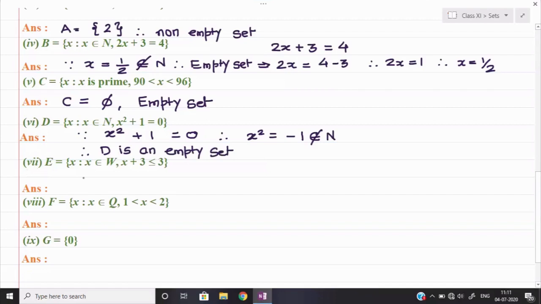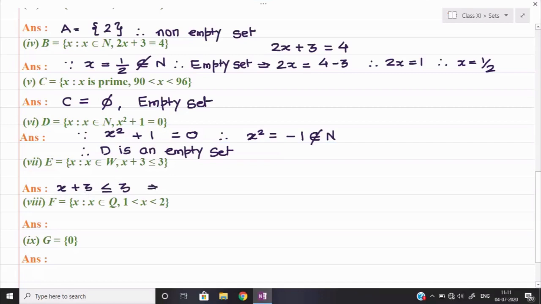Let us see part number 7. Let us say E we have given here. X belongs to the set of whole numbers and the value of x plus 3 is less than or equal to 3. See, this inequality we have given here now. The inequality we can solve like an equation. So for example, if I take the inequality here, x plus 3 less than or equal to 3, x plus 3 is my LHS and 3 is my RHS. So 3 I will send on that side.